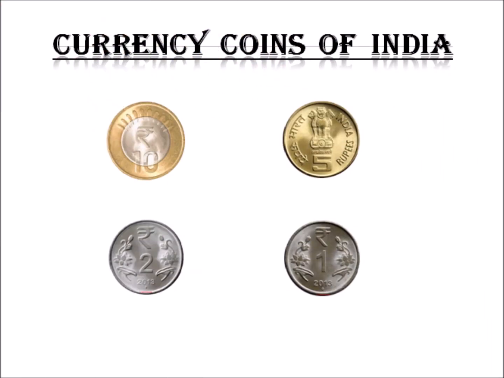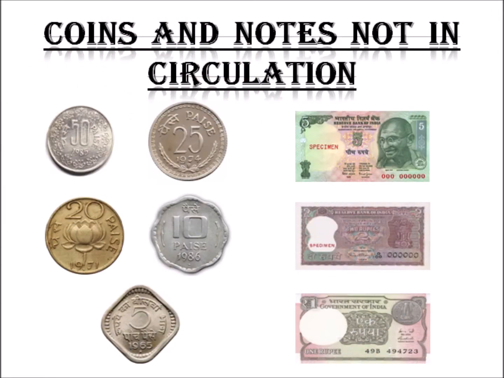Now come to know about the currency coins of India, and these are the 10 rupee coin, 5 rupee coin, 2 rupee coin and 1 rupee coin. Children, did you know 5 rupee, 2 rupee and 1 rupee notes are not in circulation. Coins of 5 paise, 10 paise, 20 paise, 25 paise and 50 paise are not in circulation.